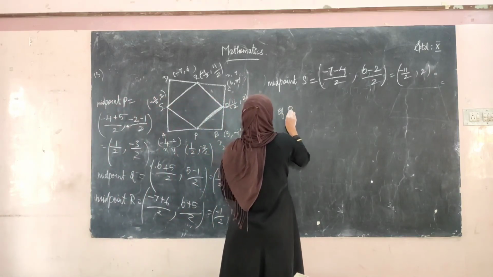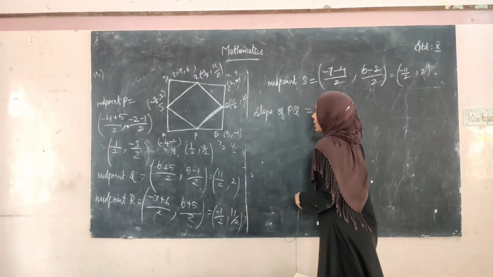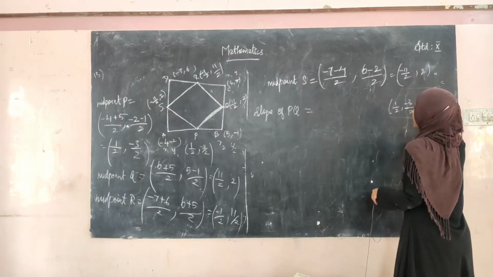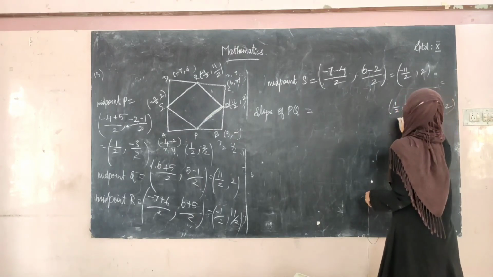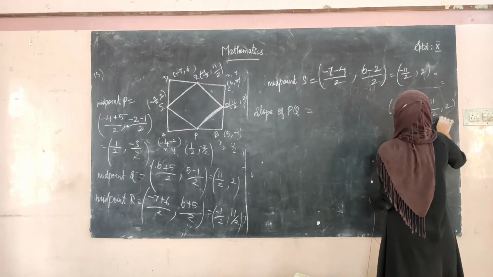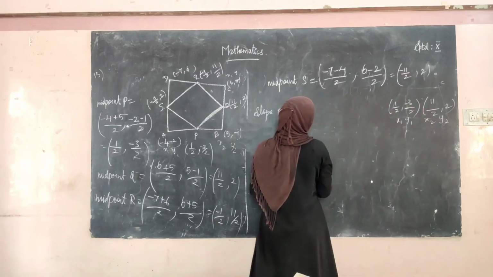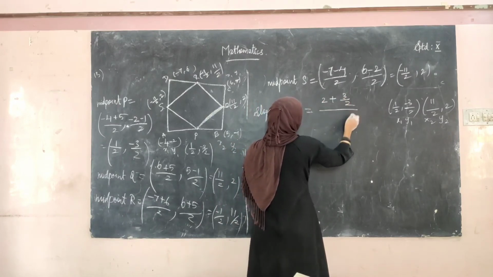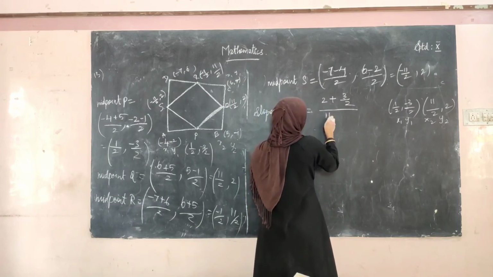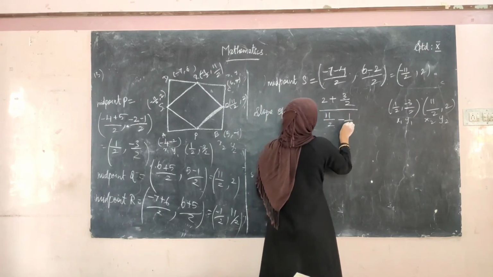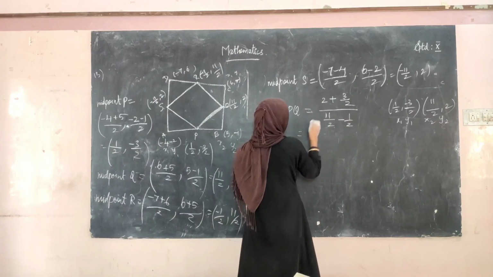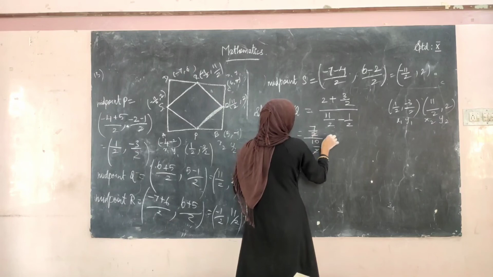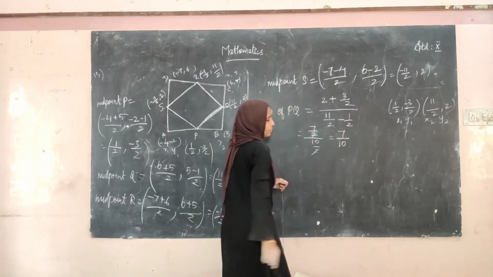Slope of PQ, what are the points? (1/2, -3/2) and (11/2, 2). Taking these as x1, y1, x2, y2: y2 minus y1 is 2 minus (-3/2), divided by x2 minus x1, where x2 is 11/2 minus 1/2. What is the answer? It is 4 plus 3, 7 divided by 2. So this becomes 10 divided by 2. This is equal to 7 by 10.